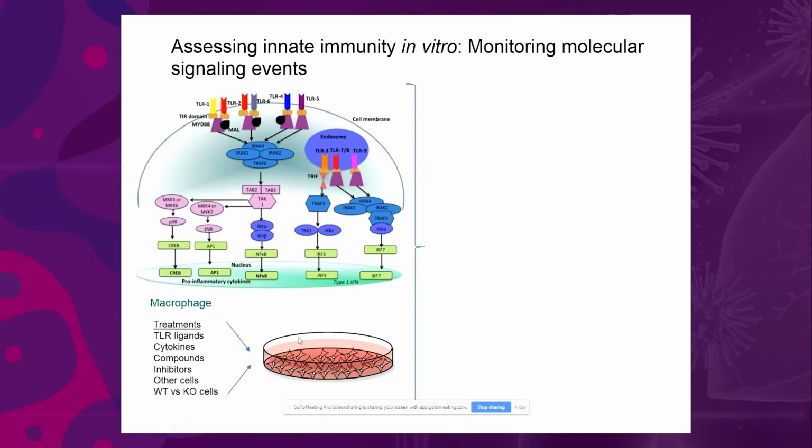And they can be put in a petri dish, a 96-well plate, a 24-well plate, or whatever someone is interested in, in medium, and then they can be activated with TLR ligands, cytokines, compounds, inhibitors, as I mentioned, or other cells. In the case of mouse cells, we can also use wild type or knockout cells that lack specific genes, and we can then address the function of these genes in culture.